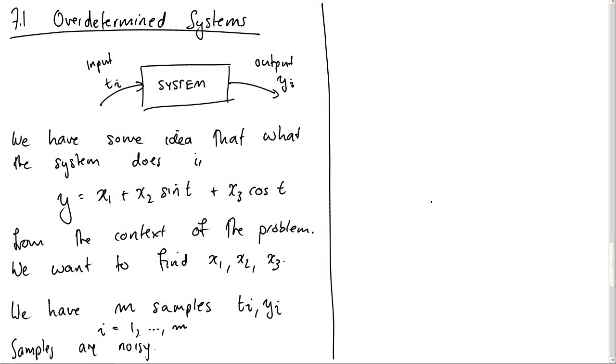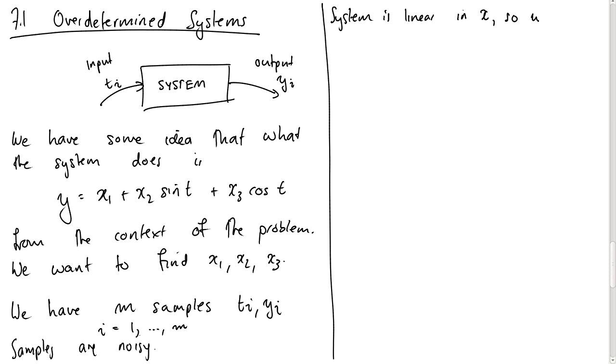So we can set this up as a matrix equation. Now, your first instinct might be that this isn't a linear system. It's got sines and cosines in it, so how could it be linear? How could we describe it as a matrix? The key thing to realize is that the system is actually linear in x. It's linear in the thing that we want to find. So we can write it as a matrix equation.